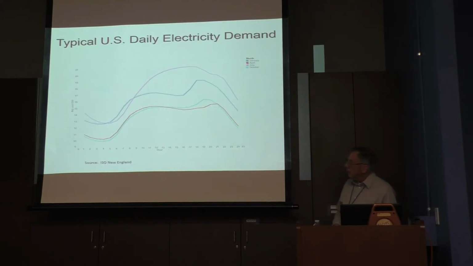So, let's take a look at a typical U.S. daily electricity demand. And you can see, in this case, the top one is the summer daily electricity demand. Top one is the summer, this one is the winter, and these two are the spring and fall. Okay? So you can see how the daily demand for electricity varies as a function of the time of day.